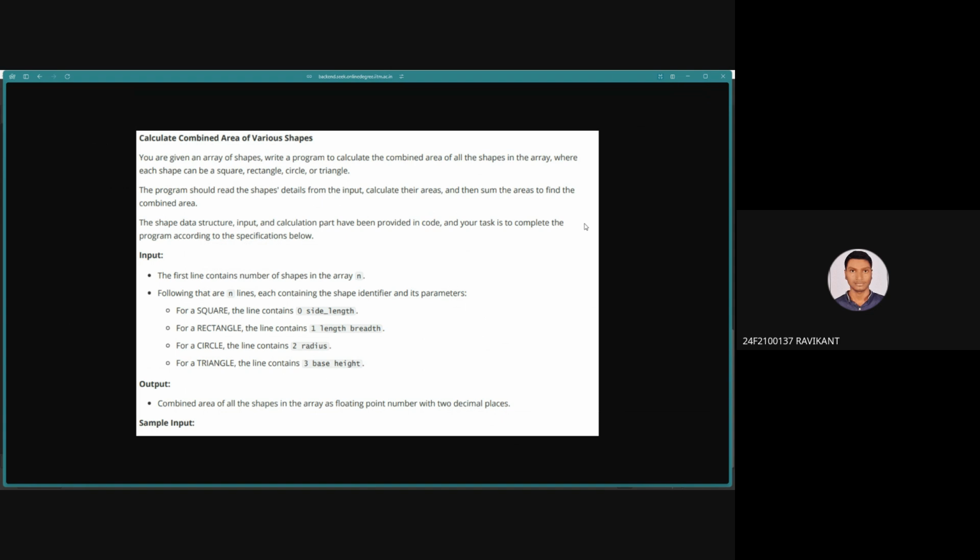Base and height, and for the circle, radius, so we can calculate this. So also see how the lines are read. For a square, it is read as zero, then the length of the side. So this side length is replaced with some number. After that, for a rectangle, the line contains one, then the length of the rectangle, then the breadth of the rectangle. After that, for a circle, it is two, and then the radius of the circle. And finally, for a triangle, it is three, then the base, then the height.